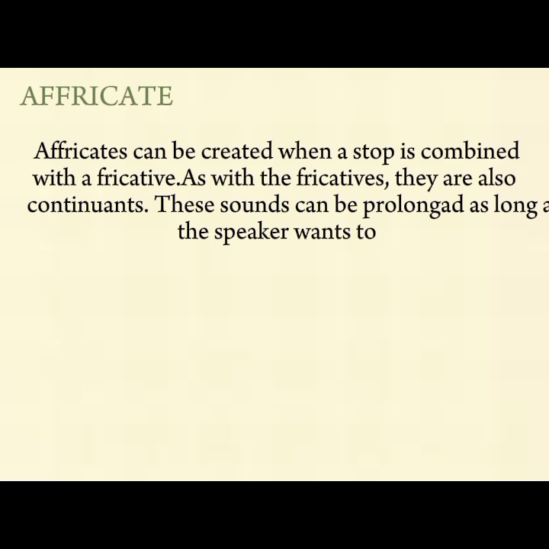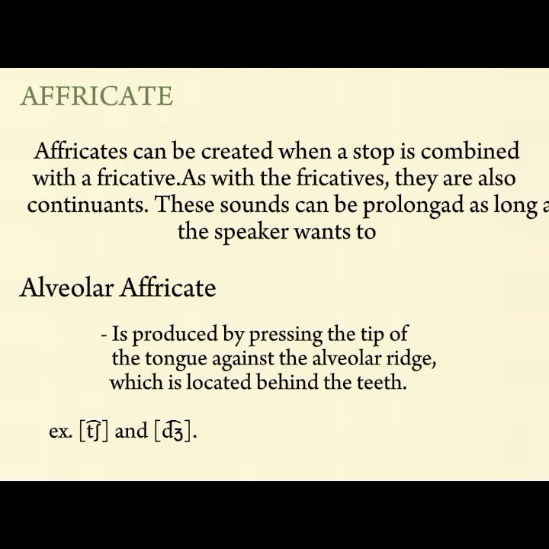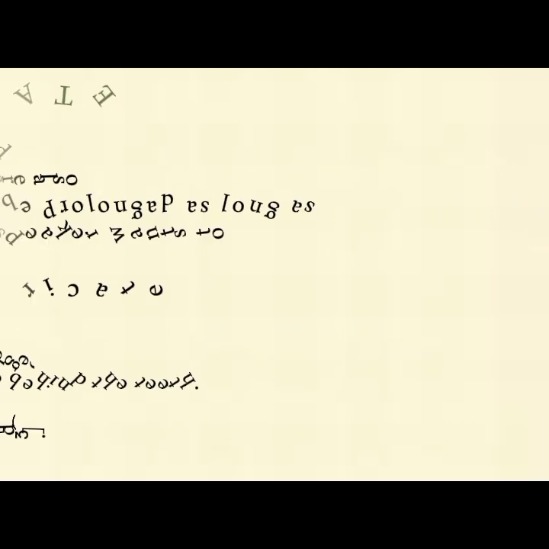So, we have one affricate, the alveolar affricate. Alveolar affricates are produced by pressing the tip of the tongue against the alveolar ridge, which is located behind the teeth. For example, the ch in chance and cheer, and j in jump and judge.